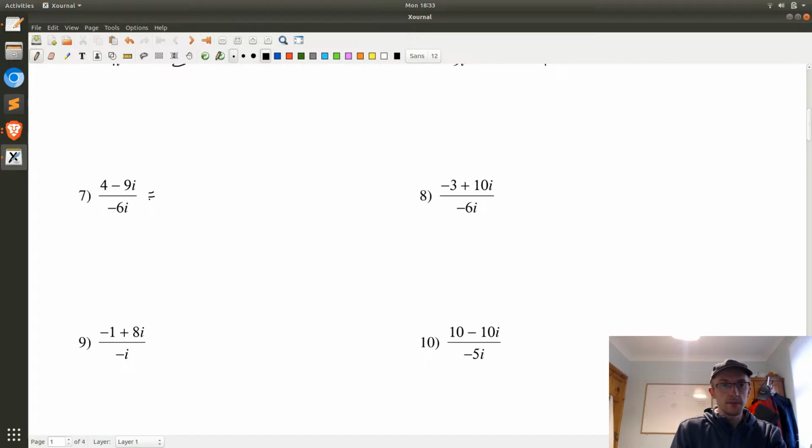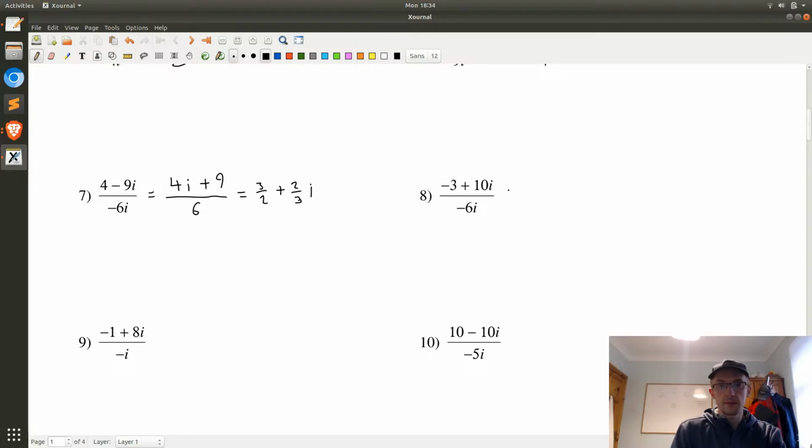Now, what to do for this one? We'll multiply the top and the bottom by i as usual. So we have 4i, and then negative 9i squared, so that's positive 9. And then negative 6i squared, so that's going to be positive 6. So that's 9 over 6, which is 3 over 2. And 2 over 3.